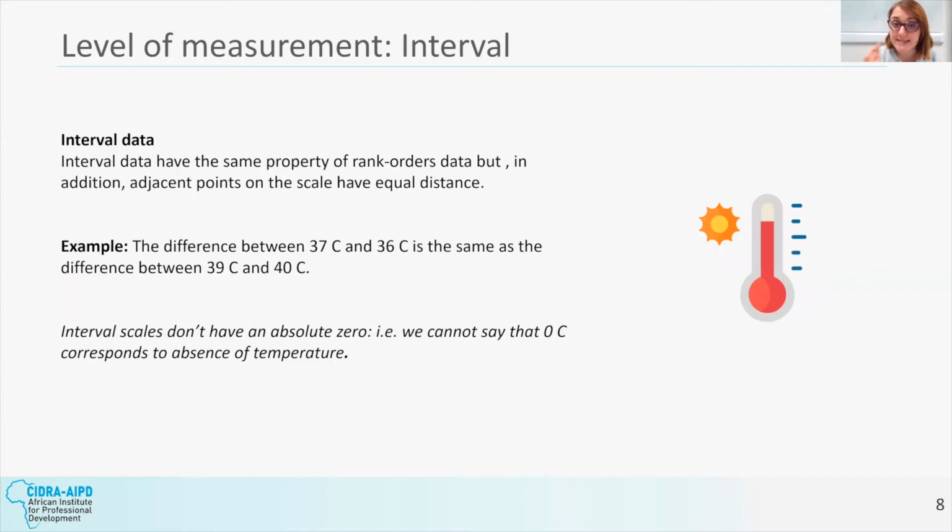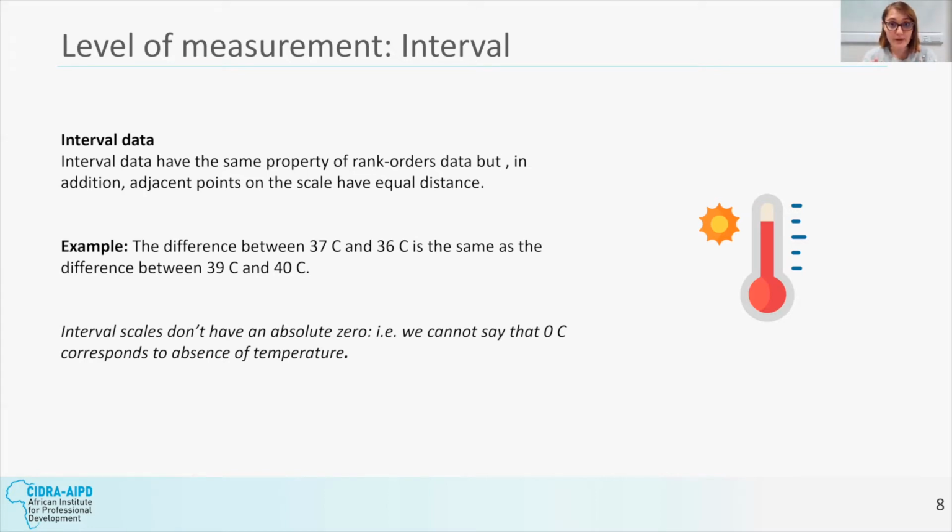Let's move now to the interval data. In this case, they share the characteristics of the ordinal data, but we have additional information. So we know that the adjacent points are equally distant. Let's think, for example, of a scale to measure temperature. So we know that 36 Celsius degrees and 37 Celsius degrees are as far apart as 39 Celsius degrees and 40 Celsius degrees. So we know that the difference between these 2 measurements is one Celsius degree.